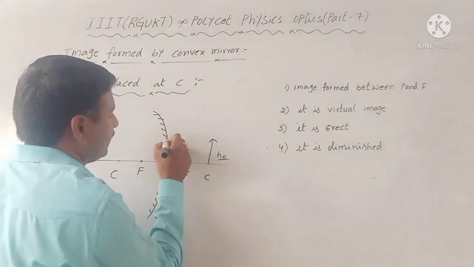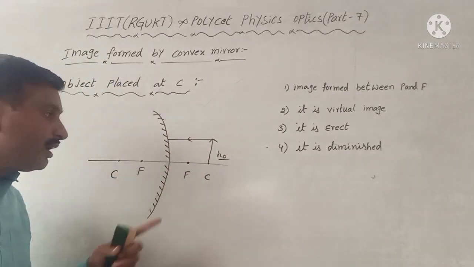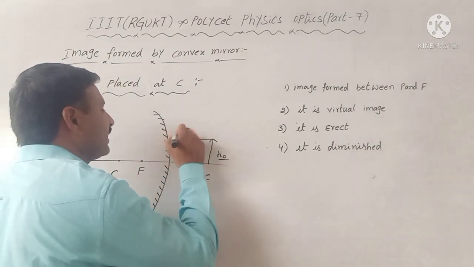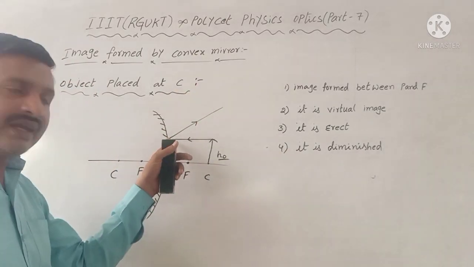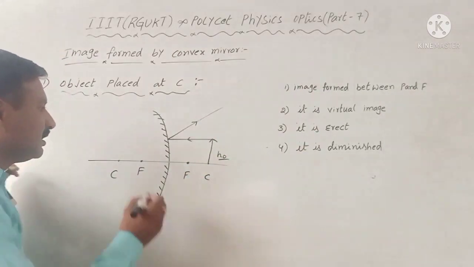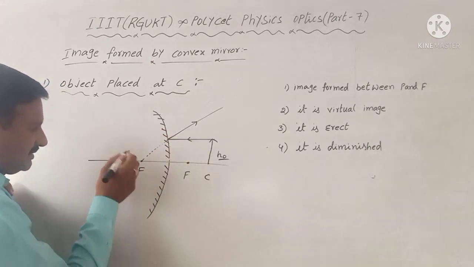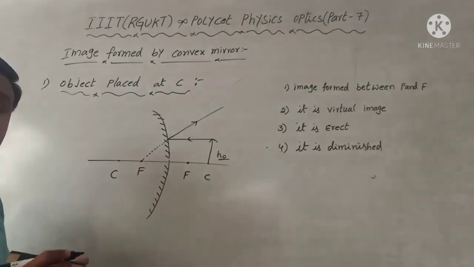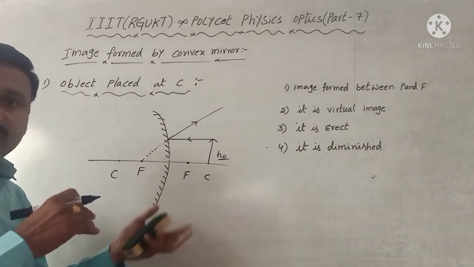Again we take rule 1. What is rule 1? A ray passing parallel to principal axis, after reflection, passes through focus. The convex lens is the diverging lens, so these extended light rays will meet at focus. Okay, it is rule 1. Next we take rule 3 again, not rule 2.